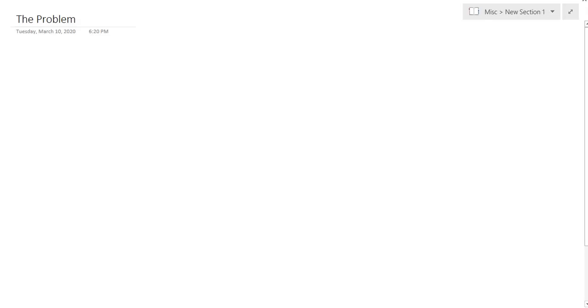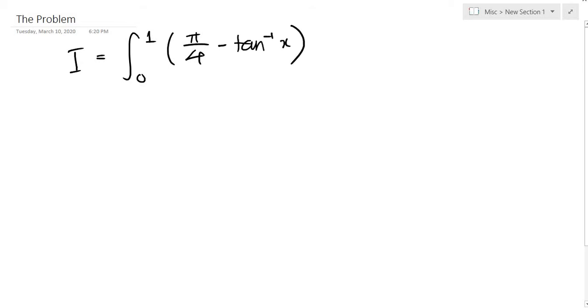So we have our problem, let's call it I, that's defined as the integral from 0 to 1 of pi over 4 minus the inverse tangent of x divided by 1 minus x squared, and there's obviously the dx.